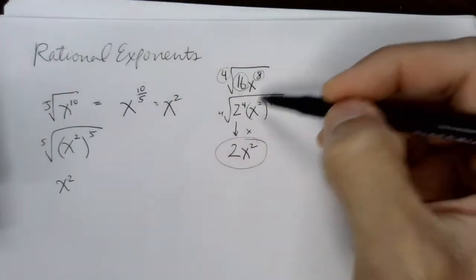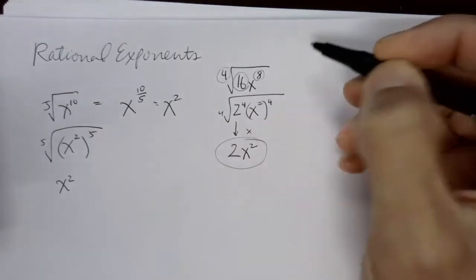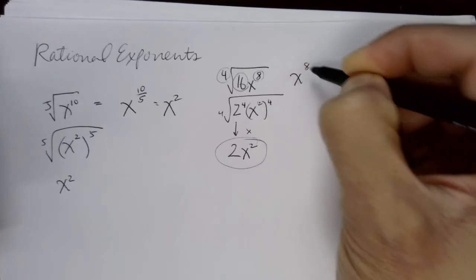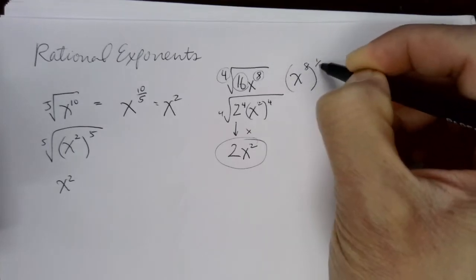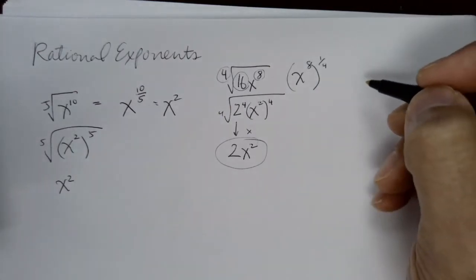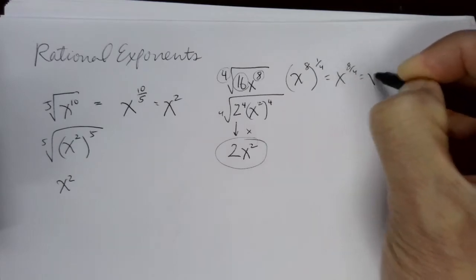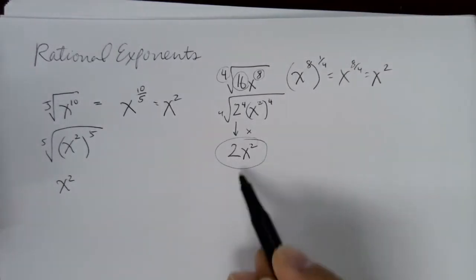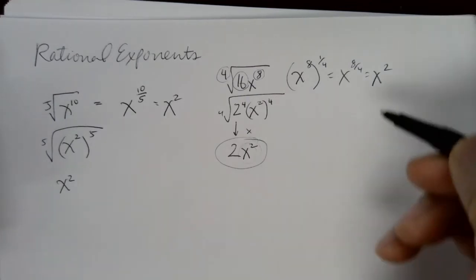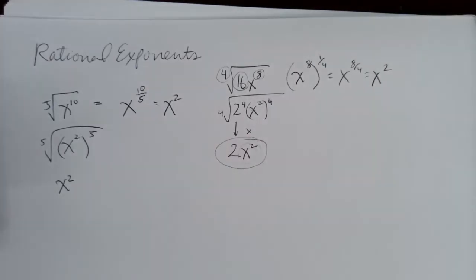Or you can deal with the number this way. That might be easier. With x to the 8th, if that is in a fourth root, then that is x to the 8th to the 1/4, which is x to the 8 over 4, which is also x squared, just as it is down here. And of course you got 2 that goes with it.